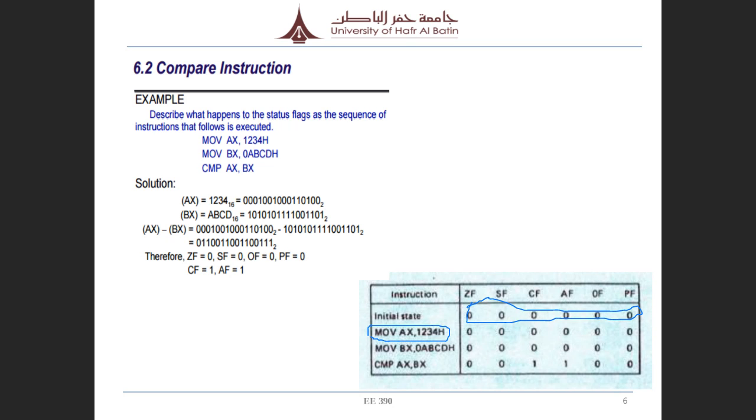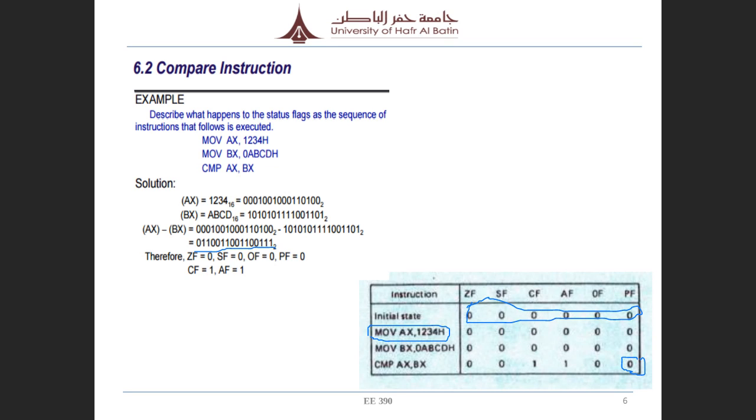Now there will be a change when we do this operation, compare ax comma bx, that means ax minus bx. 1 2 3 4 minus abcd. Now look at here, this is the subtraction result. A few things we can directly write, like look at the number of 1s. How many 1s here? 1 2 3 4 5 6 7 8 9. So it is odd parity, so definitely the parity flag is 0.